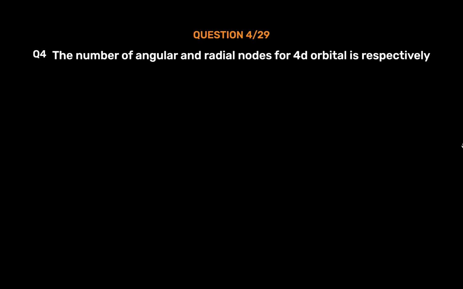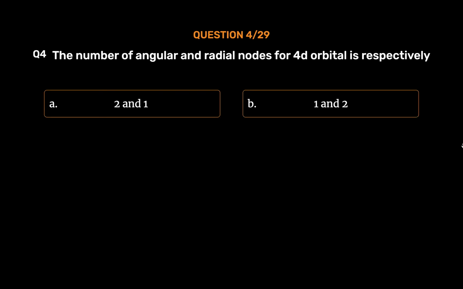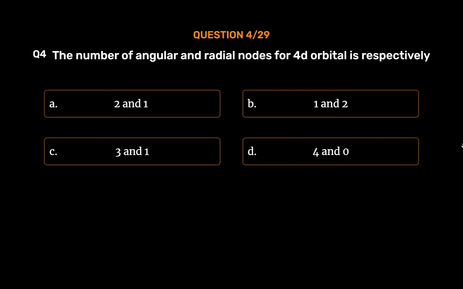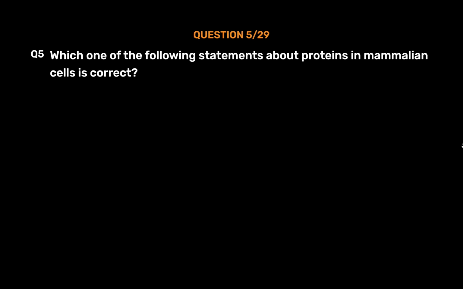Question number 4. The number of angular and radial nodes for 4d orbital is respectively Option A. 2 and 1. Option B. 1 and 2. Option C. 3 and 1. Option D. 4 and 0. The correct answer is Option A. 2 and 1.